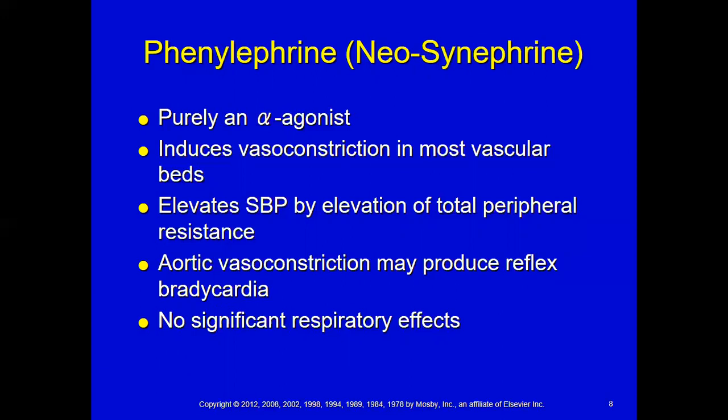The problem here with neosynephrine, we have to be kind of careful, is that it can cause aortic vasoconstriction. And when we do that, we can get some bradycardia, okay? But in an emergent situation, we're not worried about that too much, right? It doesn't do anything to the respiratory side, right? Because it's an alpha agonist and not a beta agonist.